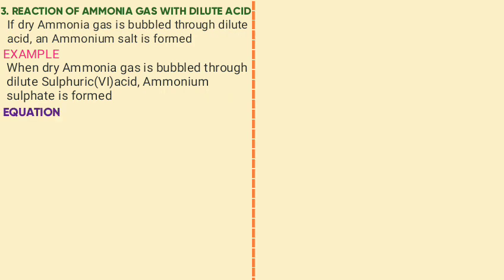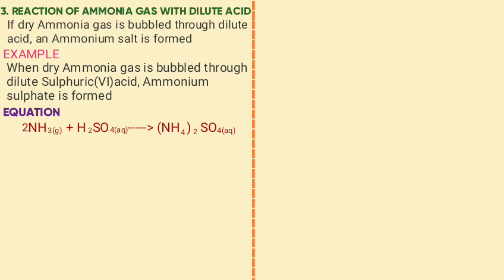Equation: ammonia plus sulfuric acid arrow ammonium sulfate. Balance equation, place 2 where there is ammonia. Example 2, when ammonia gas is bubbled through dilute hydrochloric acid, ammonium chloride is formed. Equation: ammonia plus hydrogen chloride arrow ammonium chloride.